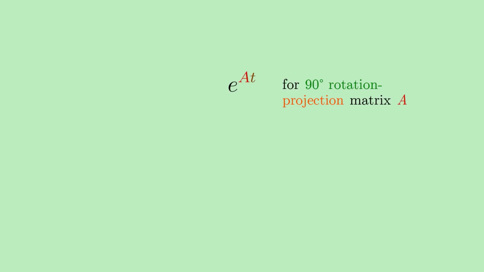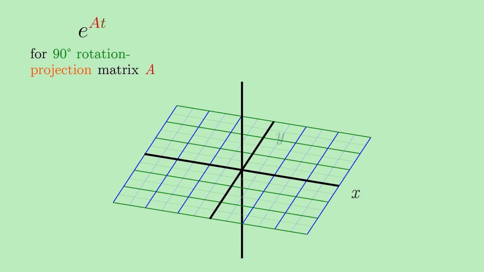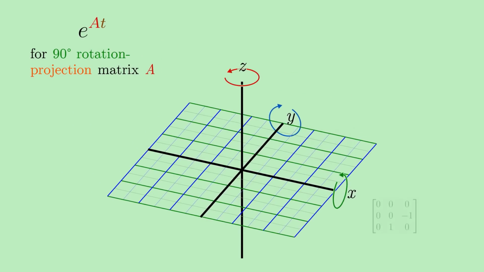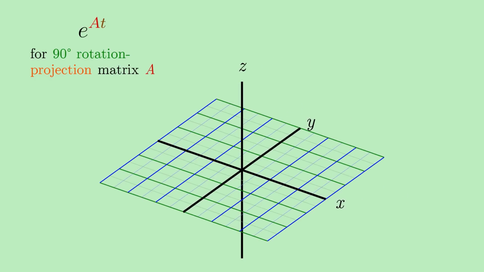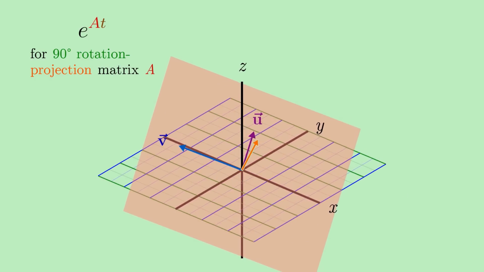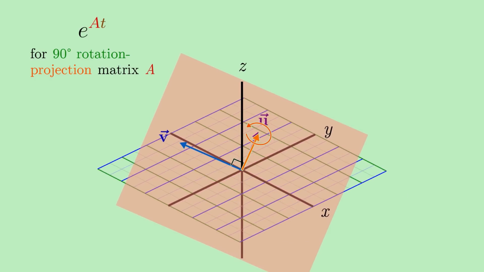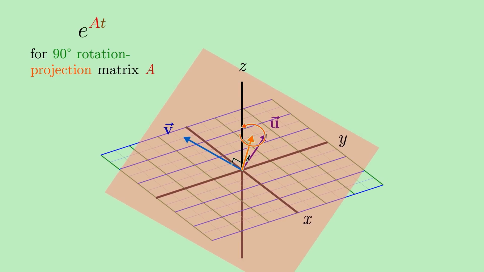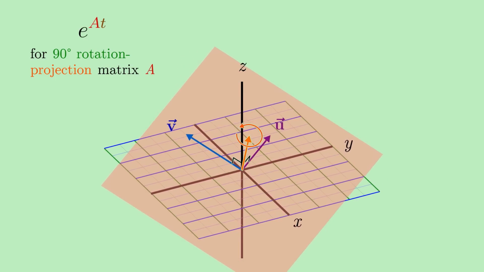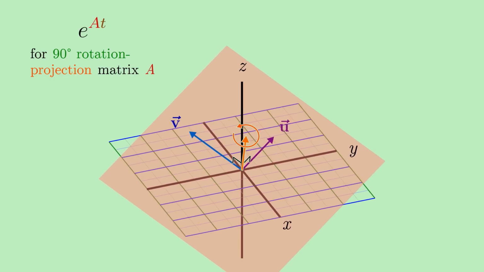Okay, this is nice and all, but it still requires us to manually set up a 90-degree rotation projection matrix to plug in to the matrix exponential. In the case of rotating about one of the primary axes, x, y, or z, this isn't too hard. But what if we want to express an arbitrary rotation about an oblique axis as an exponential? Like, for example, a rotation within a plane defined by a pair of vectors, u and v, that could be oriented anywhere in the space.